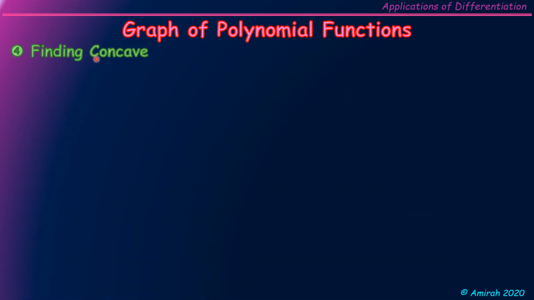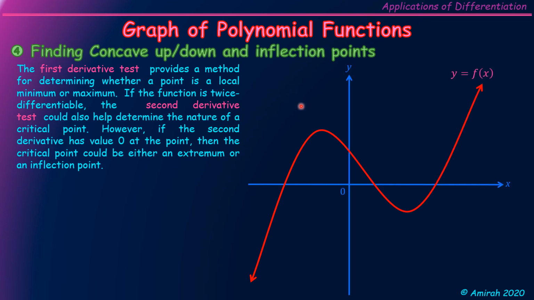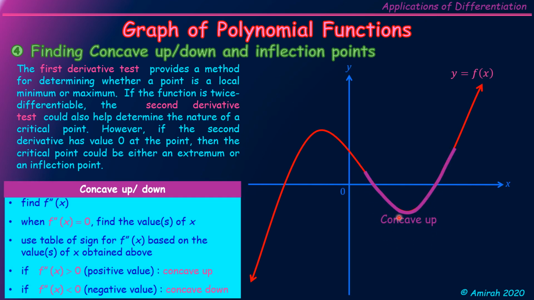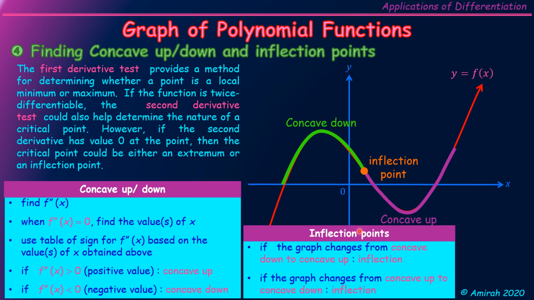Alright, number 4, finding concave up or down and inflection points. We use the same graph. This is concave up and this is concave down. And when the concavity changes from down to up or from up to down, we have inflection point. This is inflection point.